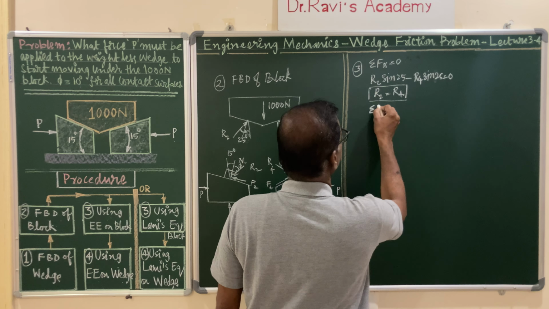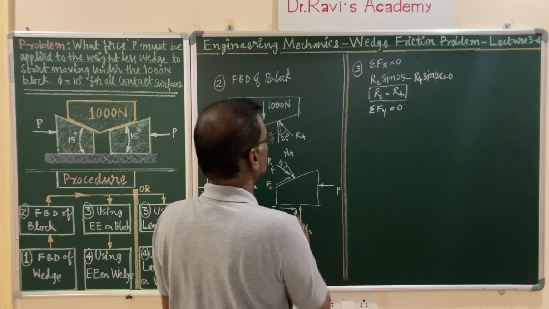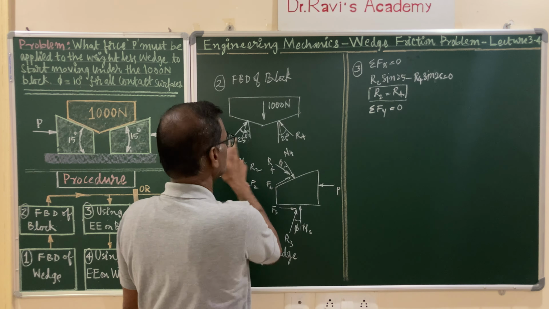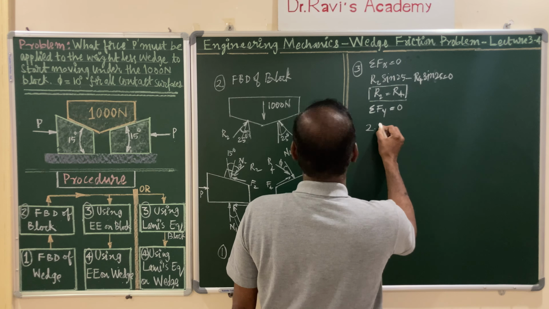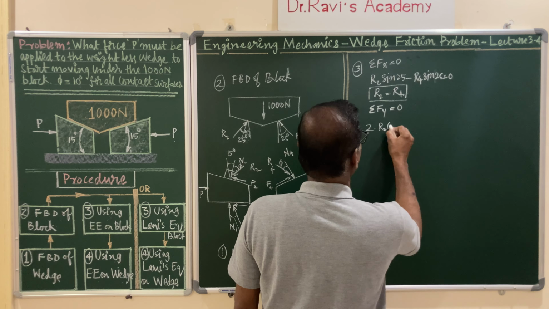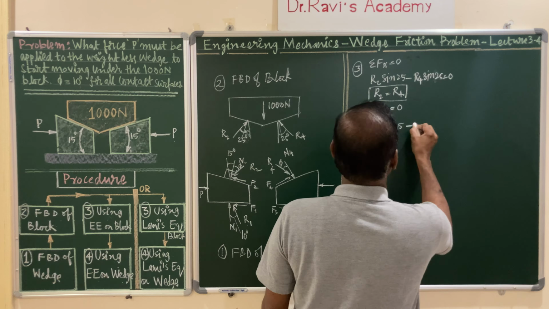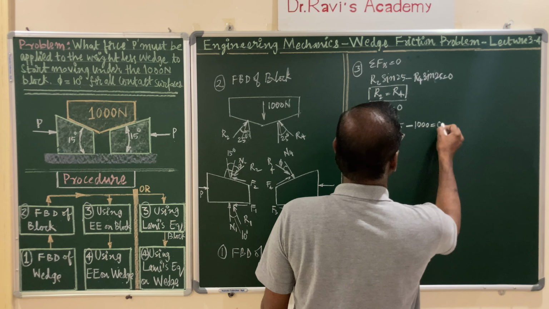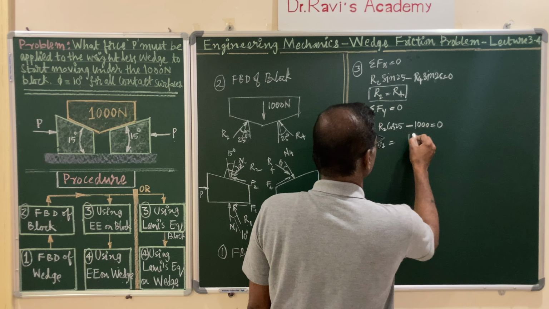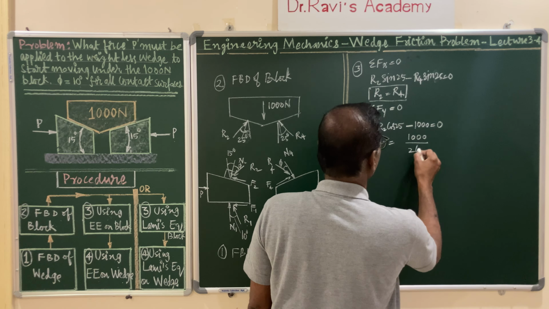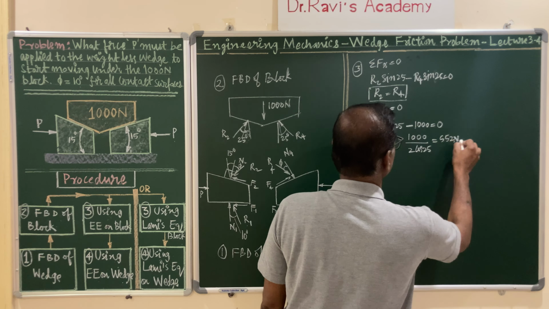Now write down what is sigma Fy. You are interested in the contact force. Sigma Fy equals 0. So you see that R2 and R4 both are equal. The vertical component, you can write down 2 times R2 cos 25 minus 1000 equals 0, and you can calculate the R2 value, it is 1000 divided by 2 cos 25. So this you are going to get 552 newtons.